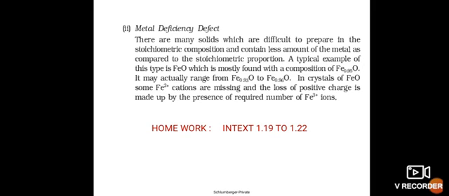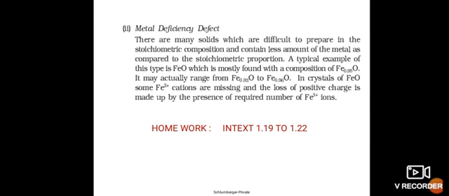In this case, there are many solids which are difficult to prepare in the stoichiometric composition and contain less metal than the stoichiometric proportion. For example, iron oxide, FeO. If it is in the +2 ferrous state, some of the ions oxidize to the ferric form, Fe3+. Suppose one Fe2+ is missing from the lattice point; the two charges are maintained by oxidation of two adjacent Fe2+ into Fe3+. So charge is maintained but one Fe is missing. That type of defect is known as the metal deficiency defect.